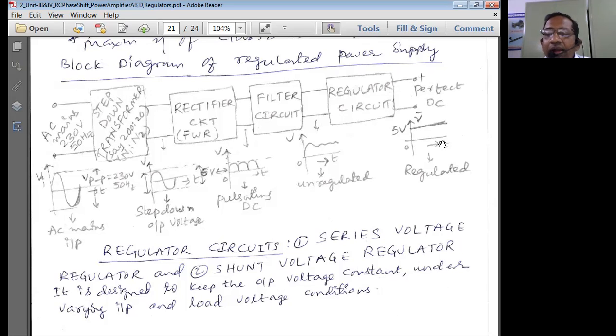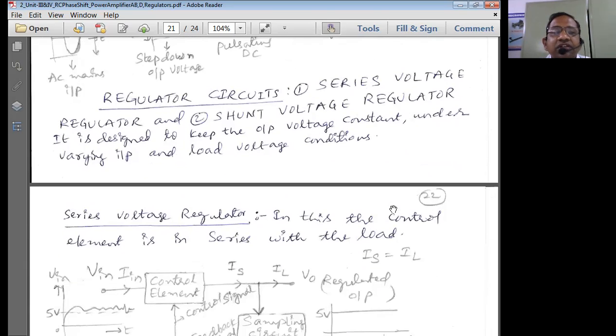Then only can you use this constant voltage to operate an electronic gadget or electronic device. So this is the basic circuit diagram we saw in the last session. And regulator circuits come up as series regulator circuits and shunt voltage regulator circuits. So we have these two in the syllabus.